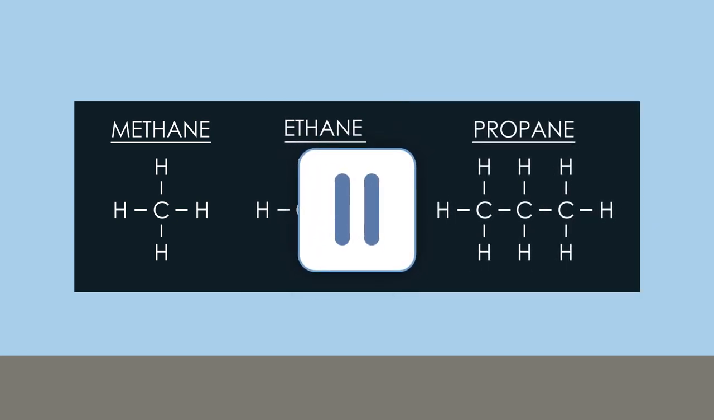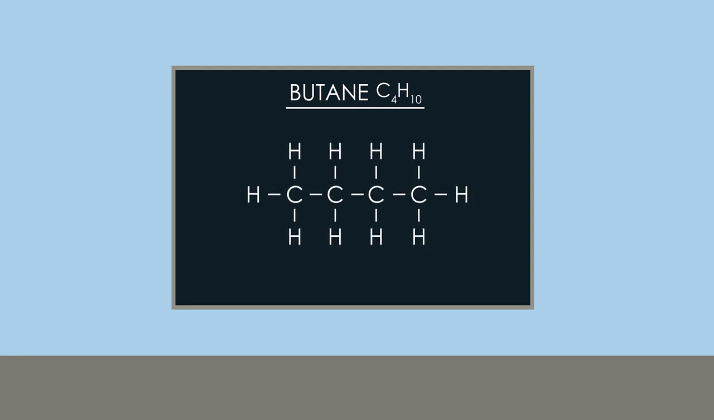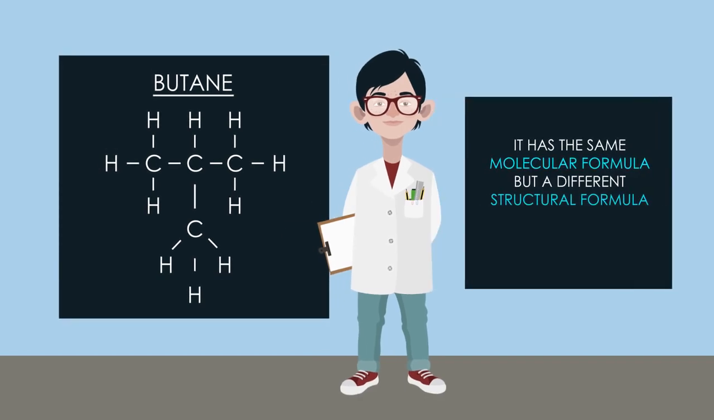Pause the video and draw out the structural formula for butane. I expect most of you have drawn a straight chain molecule like this. However, there is another way of arranging the atoms. It has the same molecular formula but a different structural formula. These two forms of the molecule C4H10 are called structural isomers.